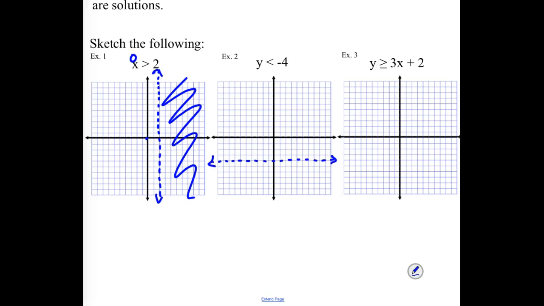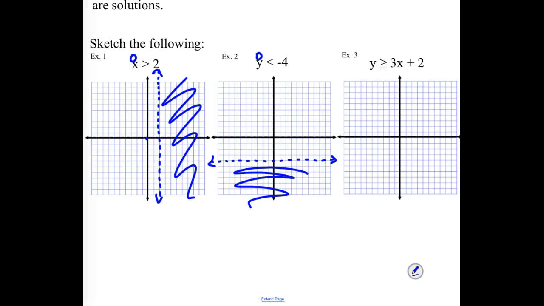And then we want values for y that are smaller than -4. So is that above or below it? It's below. Okay? And again, if we tested a point, we put 0 in for y, it makes a false statement. 0 is not smaller than -4. So we don't want the origin, we want the other side.